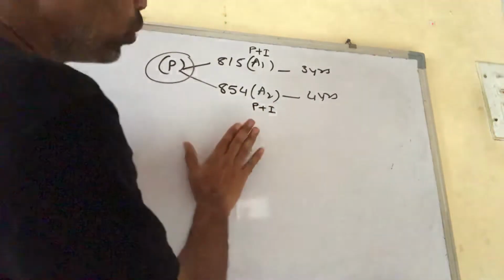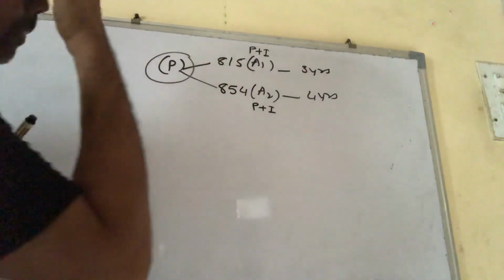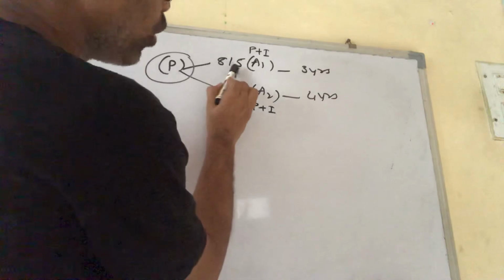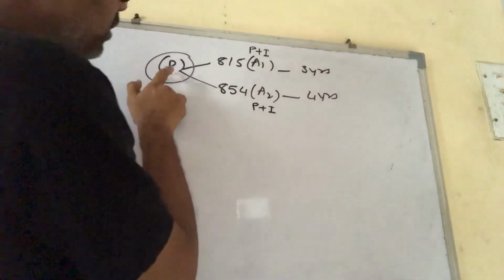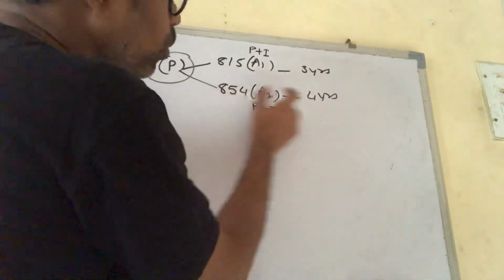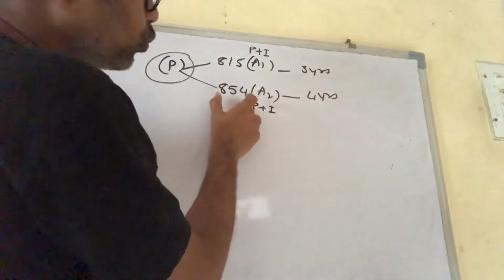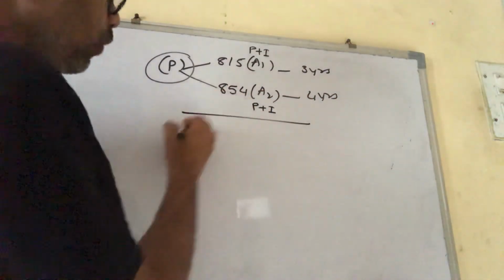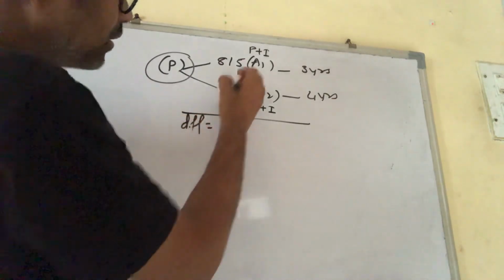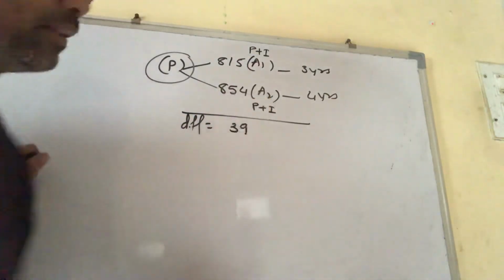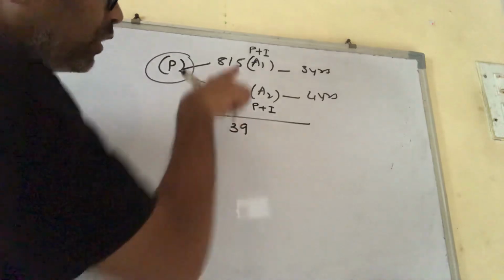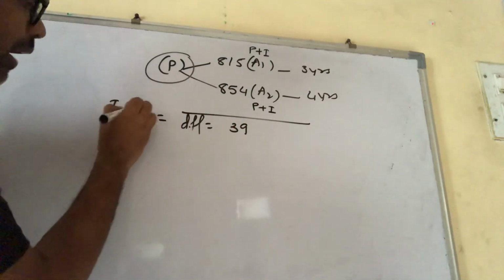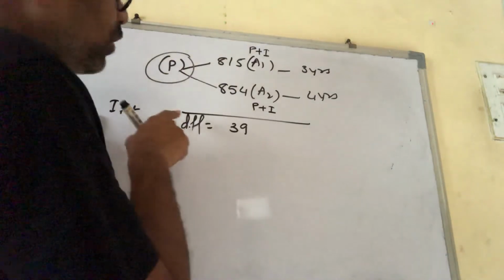Okay, now I will show you how to do this. Pay attention here. The same principal in 3 years reached 815, and in 4 years reached 854. Now look at the difference between these. The difference is nothing but 39. This is the difference between these two amounts, and that difference is nothing but your interest.